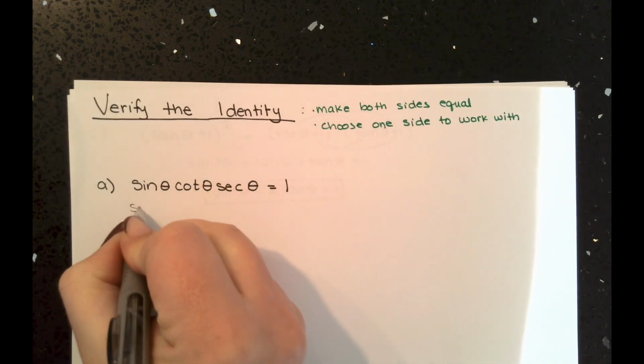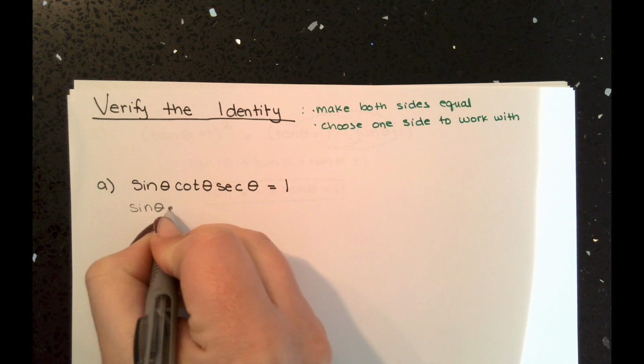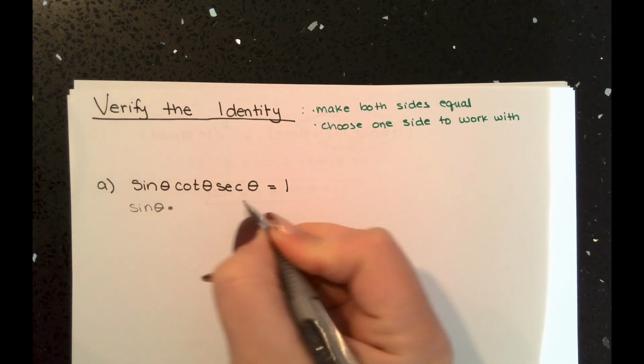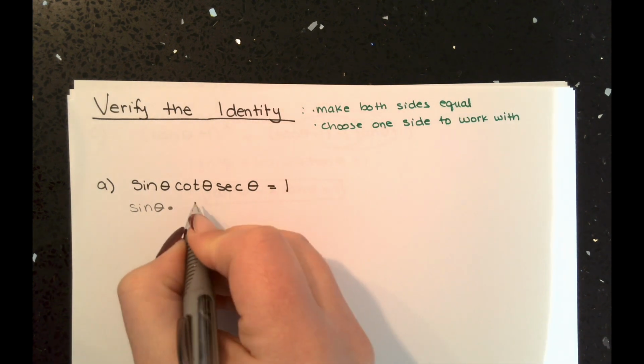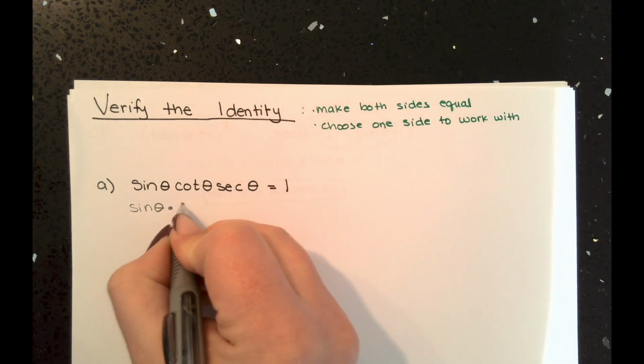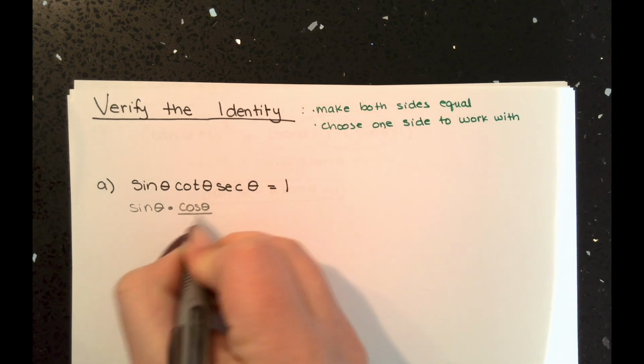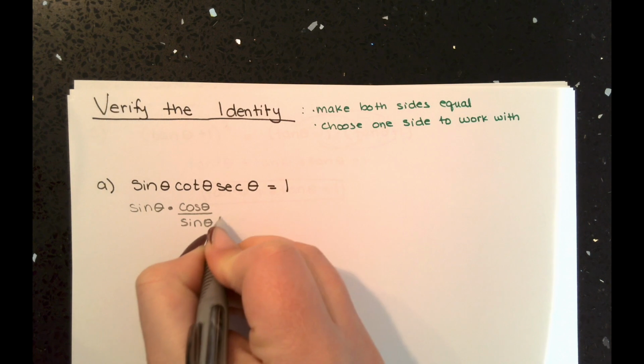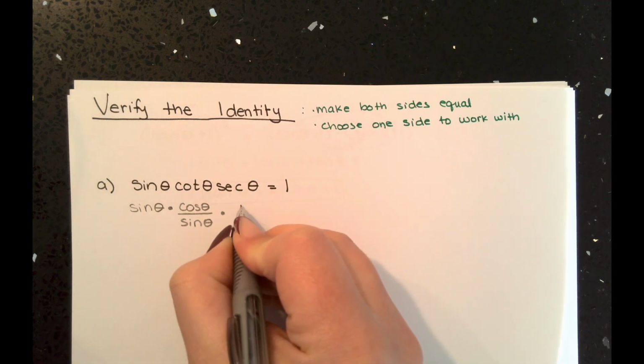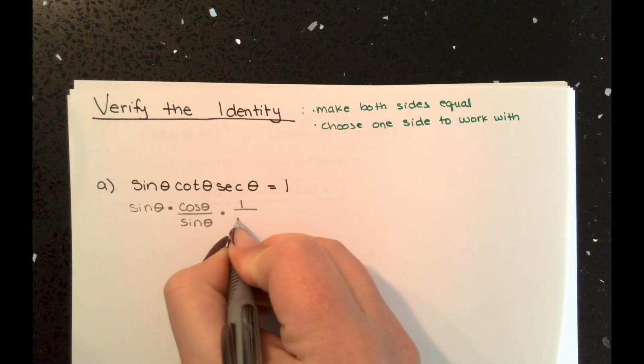Step number 1, rewrite things in terms of sine and cosine. Hopefully you have some of the identities memorized now. We have cotangent of theta, that's the reciprocal of tangent, so we have cosine of theta over sine of theta. And secant has a relationship with cosine, so we have 1 over cosine.